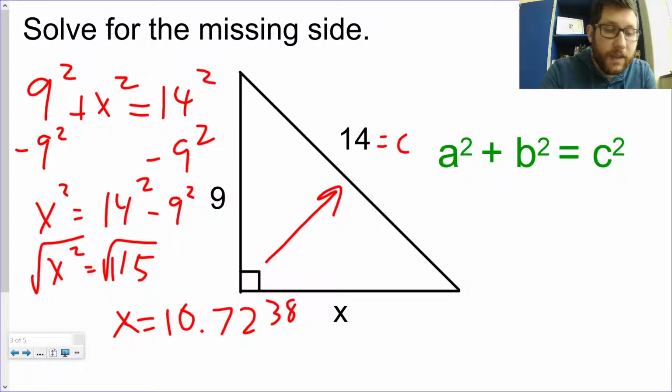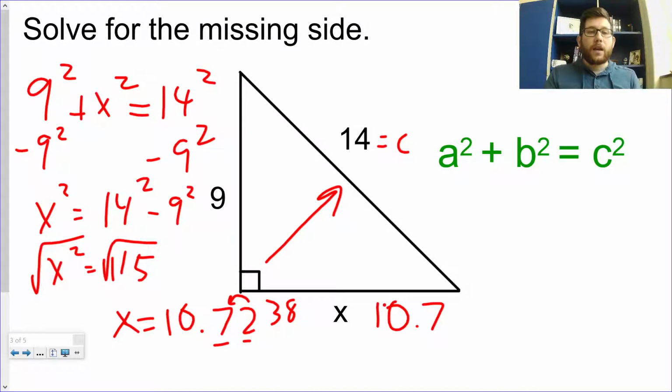So remember, this is my 10th place, that's my 100th place, and I always check my 100th place. Do I round up my 10th place? Well, if it's 5, 6, 7, 8, or 9, I do. In this case, it's not, so I'm just going to leave it as 10.7. All right, so that's solving for a missing side.